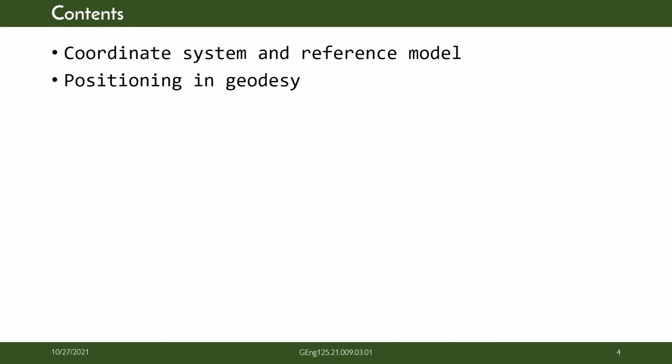So when we say coordinate system, what are the systems used in identifying the position of your spatial data or points? And in positioning, what are the common methods used today in geodesy?